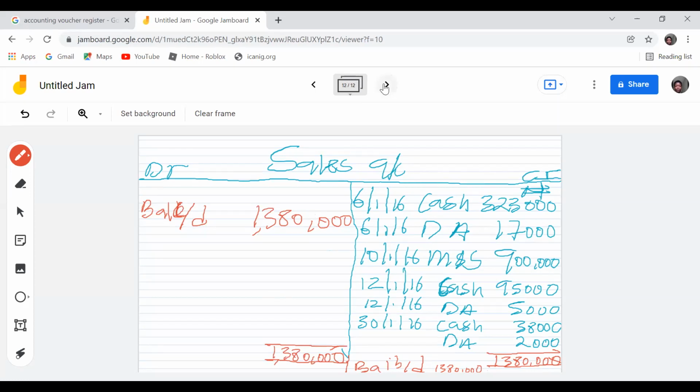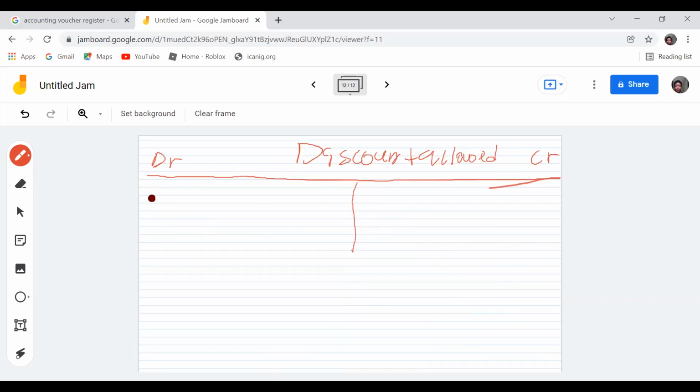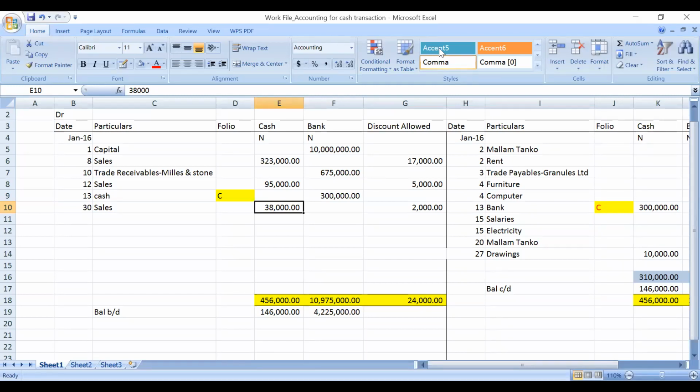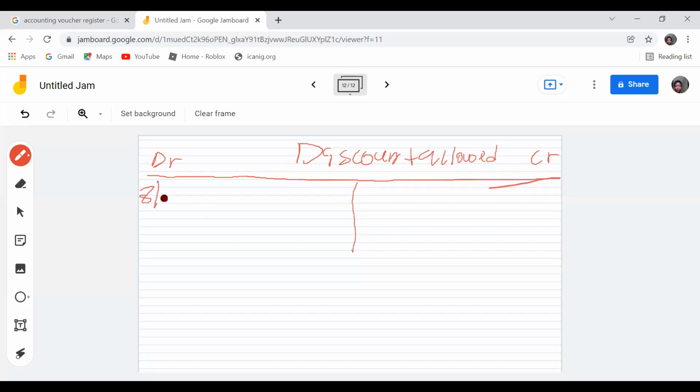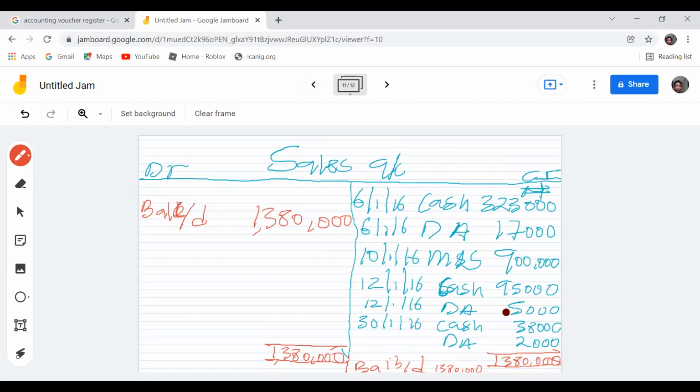So on the 6th, is it 6 or 8? It is on the 8th, from the sales account, 17,000. You can see we have done the corresponding entry of this. We also have another one, which is 5,000 naira, which is on the 12th.